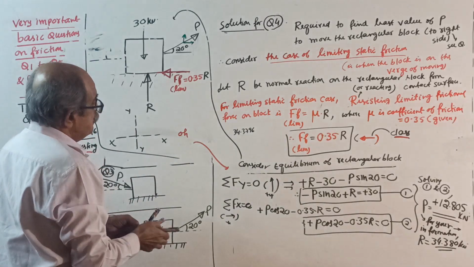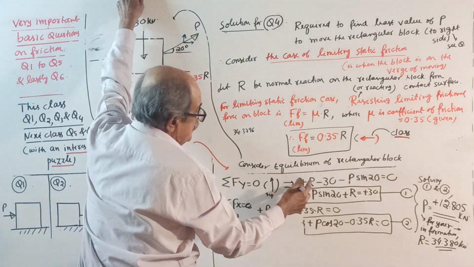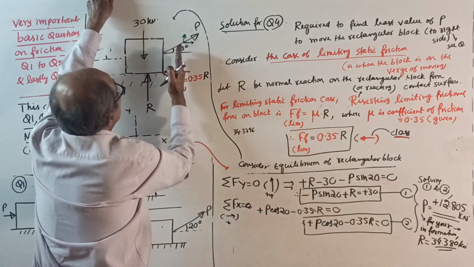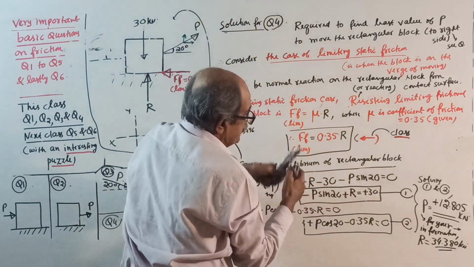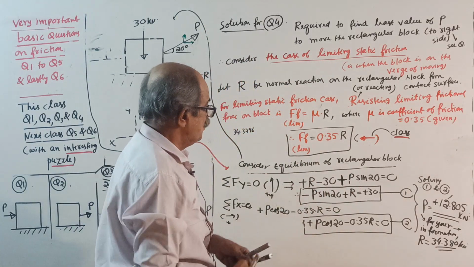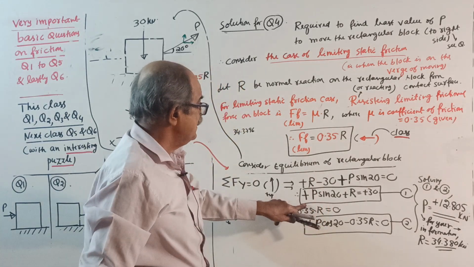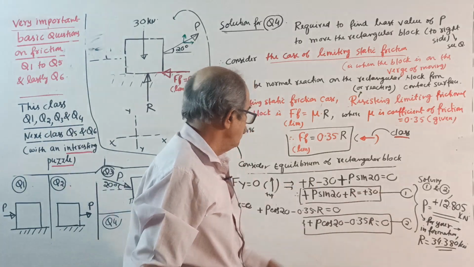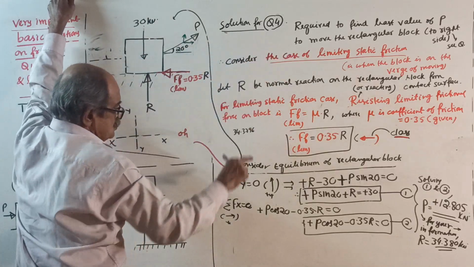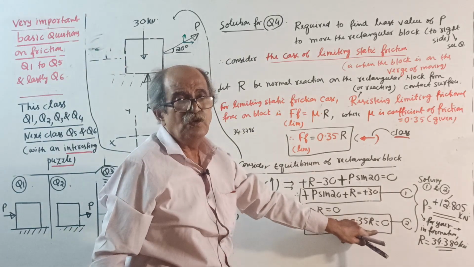So, sigma Fy = 0 will give you not minus P but plus P sin 20. This is important. Plus P sin 20 plus R minus 30 equal to 0. When you simplify, it will come P sin 20 plus R equal to 30, equation 1. Sigma Fx = 0: plus P cos 20, right side, minus 0.35 R equal to 0.